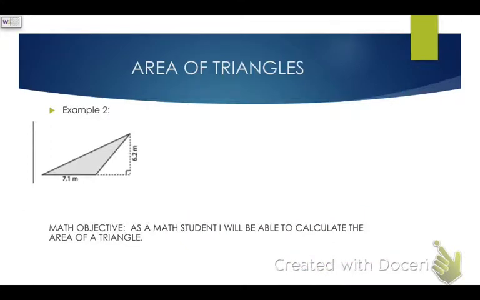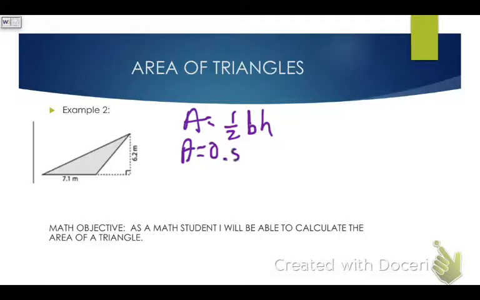Number 2, again, we're going to write it. A equals 1/2 base times height. Remember, you can change 1/2 to 0 5/10. So let's write it that way. We got 0 5/10, and I'll try to write just a bit smaller, times our base, which is 7 1/10, times the height, which is 6 2/10.